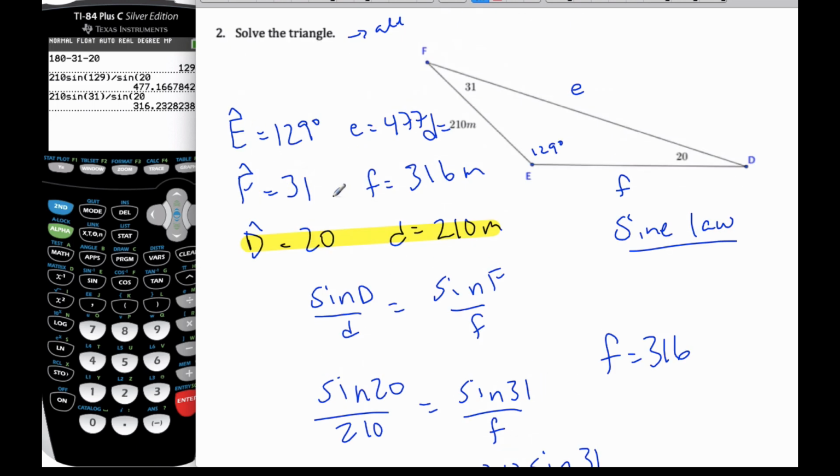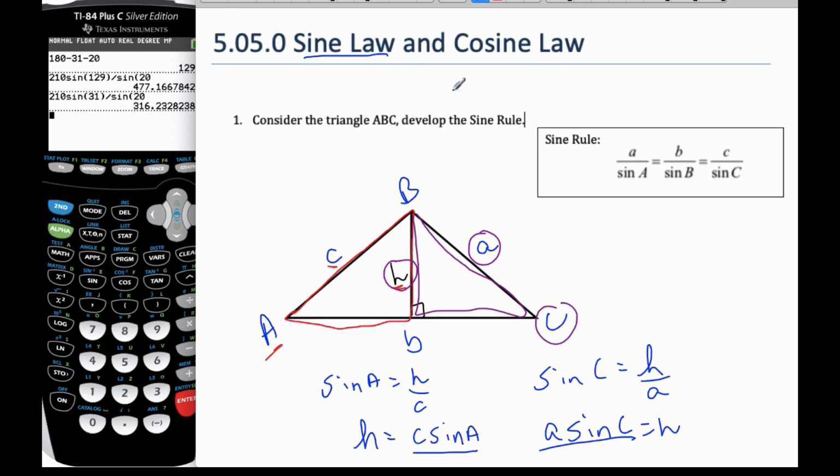All right, so when we have a matching pair, the sine law is the most useful way to solve it, and it is really handy. And so here is my sine rule. It works this way, or it also works with sine A over A, sine B over B, and so on.